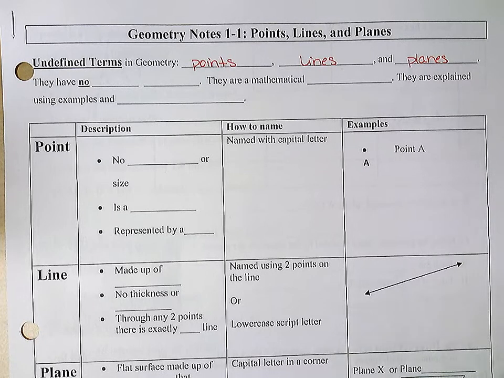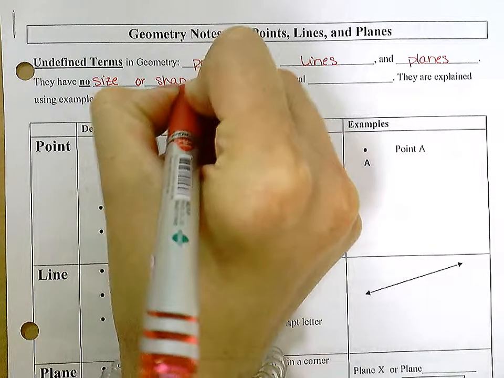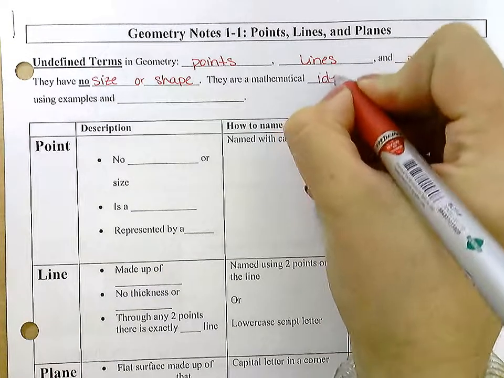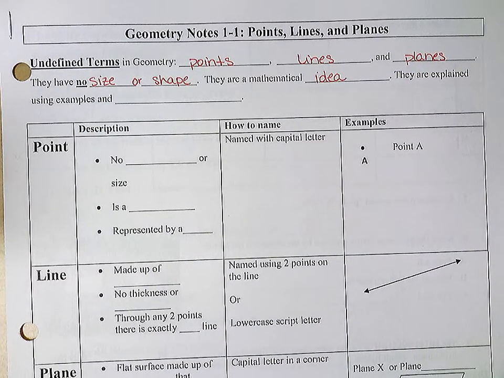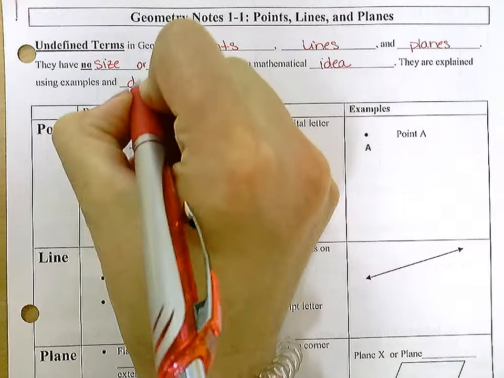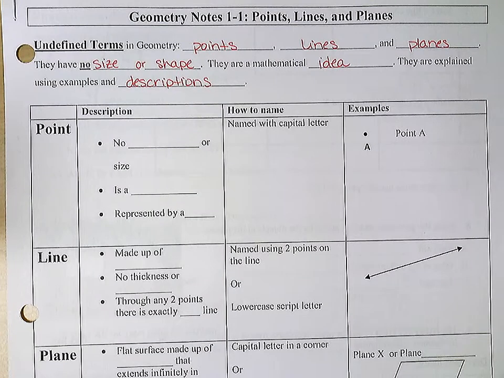Okay, so they have no size or shape. You might think, oh, well, I can make this point larger or smaller, but a point is just a location. So they are a mathematical idea, and they are explained using examples and descriptions. Okay, so we're going to go through each of these undefined terms.